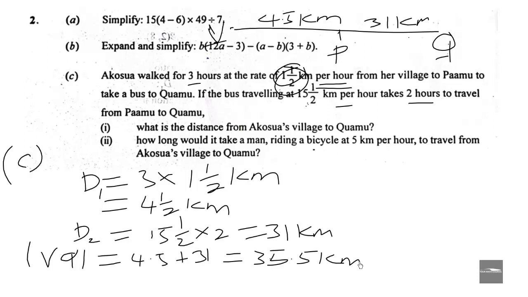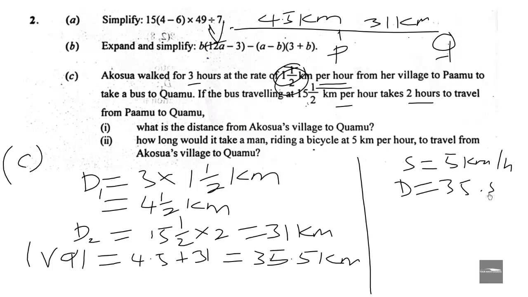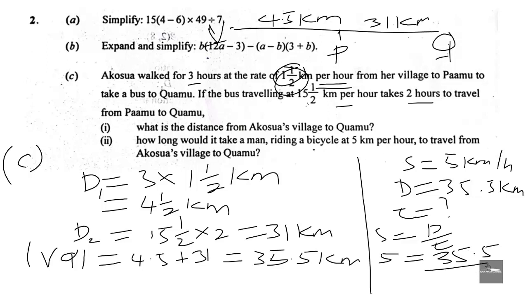Then how long would it take a man riding a bicycle at 5 kilometers per hour to travel from Akosua village to Kwemu? So the speed is 5 kilometers per hour. Akosua village to Kwemu is 35.5, the distance is 35.5 kilometers. Then we want to find the time. We don't know the time. So we know that speed is equal to distance over time taken. So the speed is 5 kilometers per hour, and we are looking for the time, so the distance is 35.5 all over t.